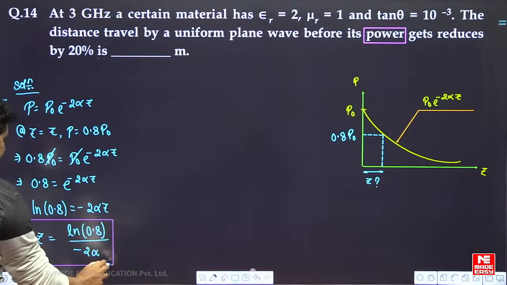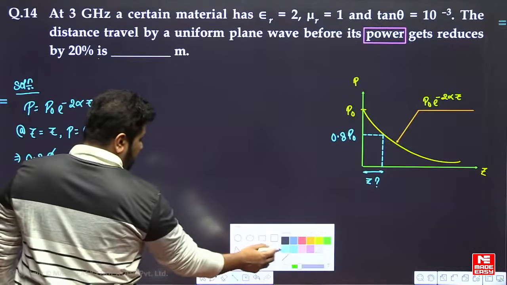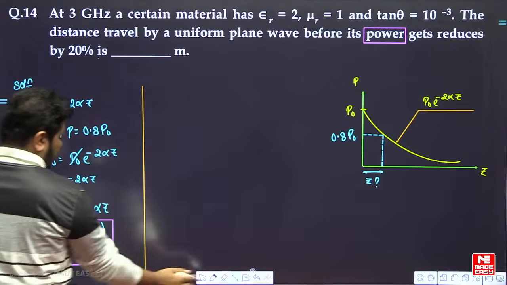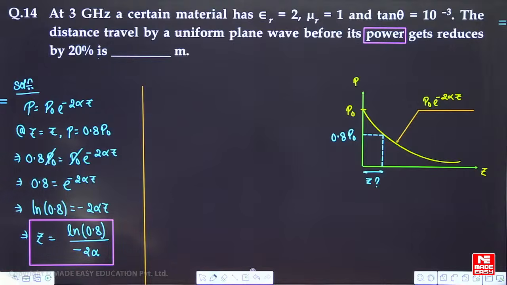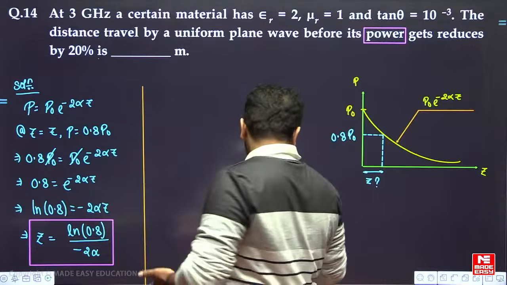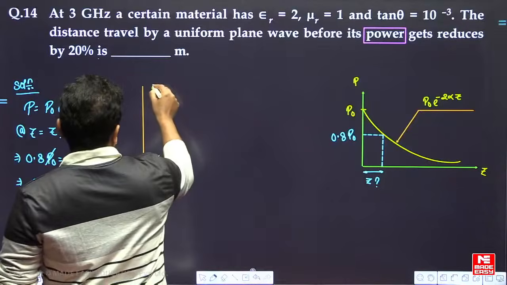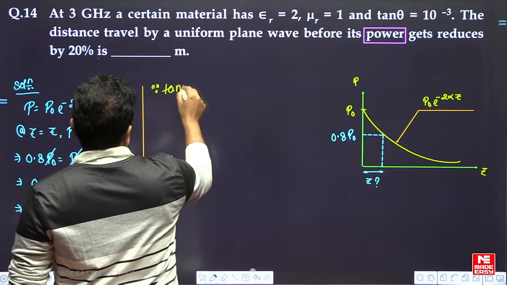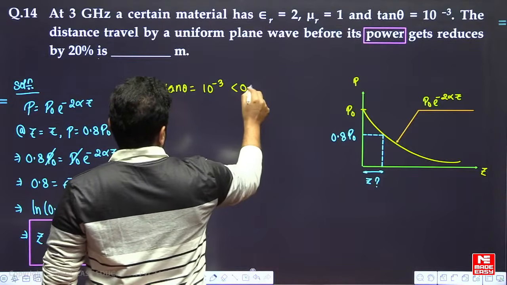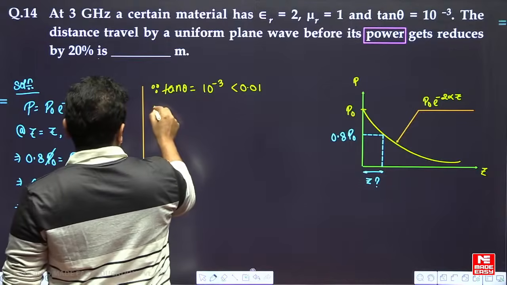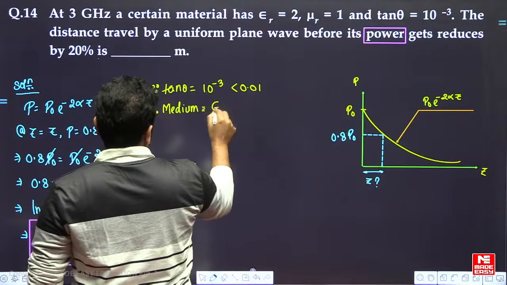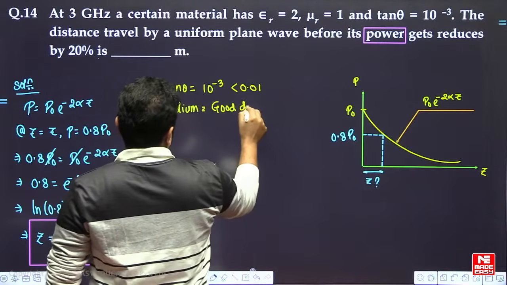Now here, until and unless we calculate this alpha, we cannot proceed further. Without calculating alpha, we cannot proceed, because everything else is done, only alpha has to be calculated. So how are you going to calculate this alpha? Here tan theta is given. Since tan theta is given as 10 to the power minus 3, which is less than 0.01, therefore what is the medium? The medium is a good dielectric, isn't it? Medium is a good dielectric.